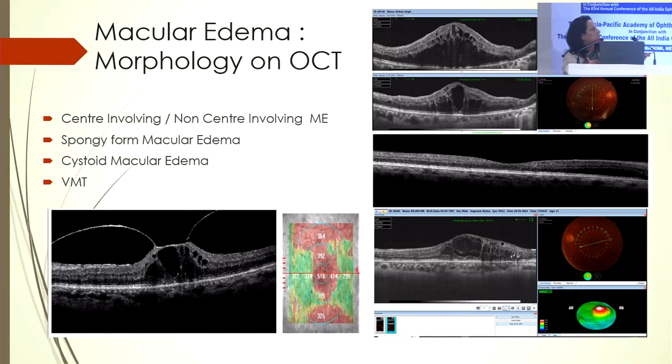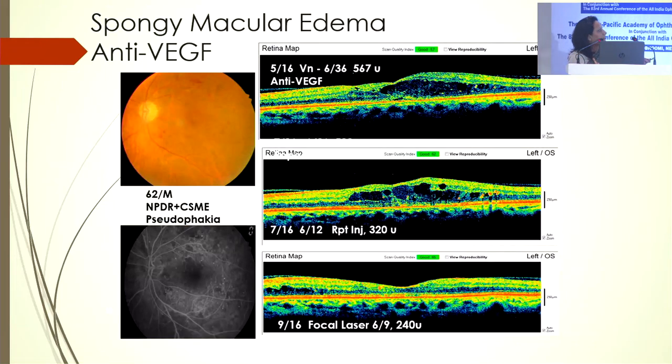So we can see here, this is a center involving spongy macular edema, and here a non-center involving macular edema. This is how we classify DME these days, the cystoid macular edema, and if we see vitreomacular traction at the retina and vitreous interface, the whole treatment that we are going to plan changes. This is an example of a patient with a spongy macular edema with a central subfield thickness of 567 micron, treated with anti-VEGF, a clear-cut case, resolved beautifully, and the non-center involving macular edema part left, we took up for focal laser, and the macular edema resolved very nicely.